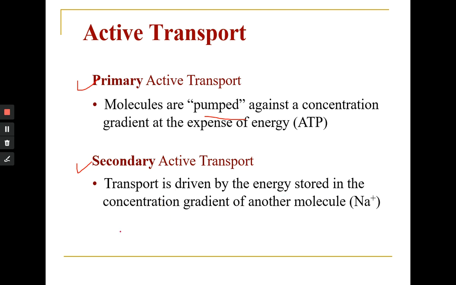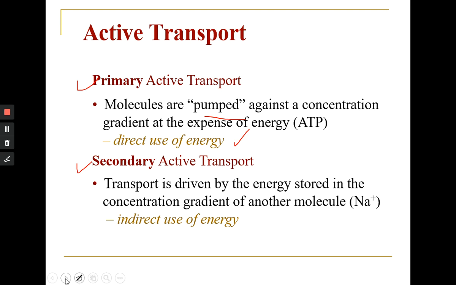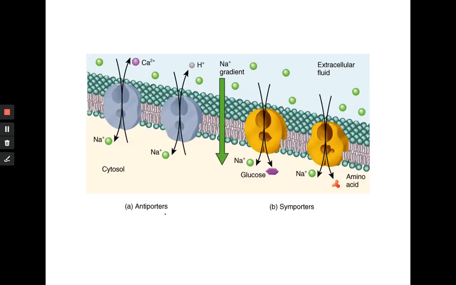So primary transport uses energy directly, and secondary active transport uses energy indirectly. Direct energy pumps: the sodium pump, sodium potassium pump, hydrogen pump, calcium pump, potassium pump. Secondary, we come to the secondary: they use energy indirectly by using the concentration gradient, like for sodium. These are the secondary active transport.